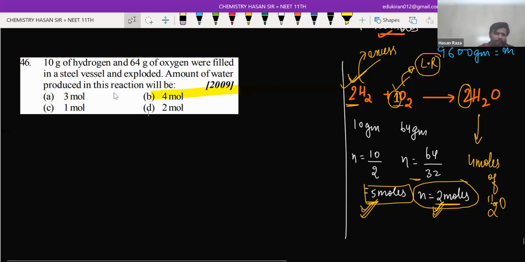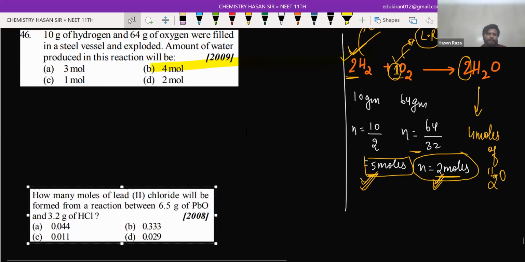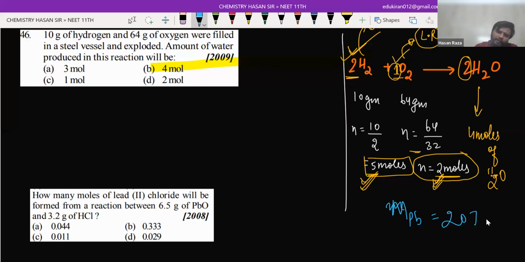Let me know when you are done with this. I'm going to give you another question. If I give you the mass of lead, the molar mass of lead is 207 gram per mole, if you need it. So the answer is 4 mole. Yes, 4 mole is the answer for question number 46.